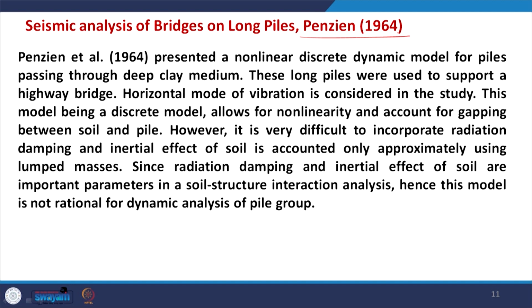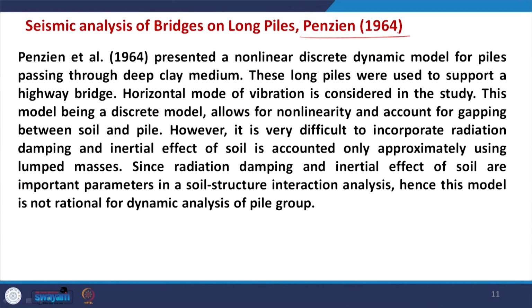Horizontal mode of vibration is considered in the study, and this model being a discrete model, that means a combination of using spring and dashpot. This allows for nonlinearity and accounts for gapping between soil and pile. So, material nonlinearity of the soil is considered, as well as the separation between soil and pile. At that time naturally this was quite advanced. However, it is very difficult to incorporate radiation damping, and the inertial effect of soil is accounted only approximately using lumped masses.